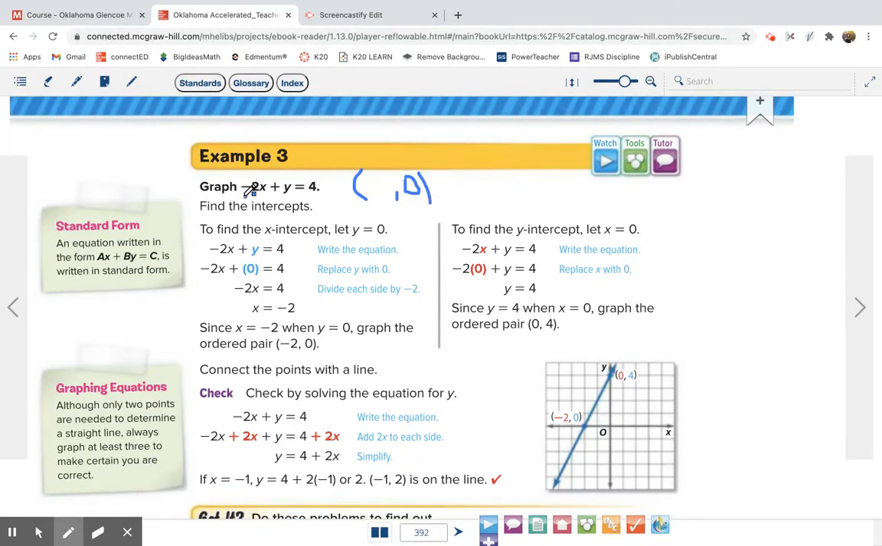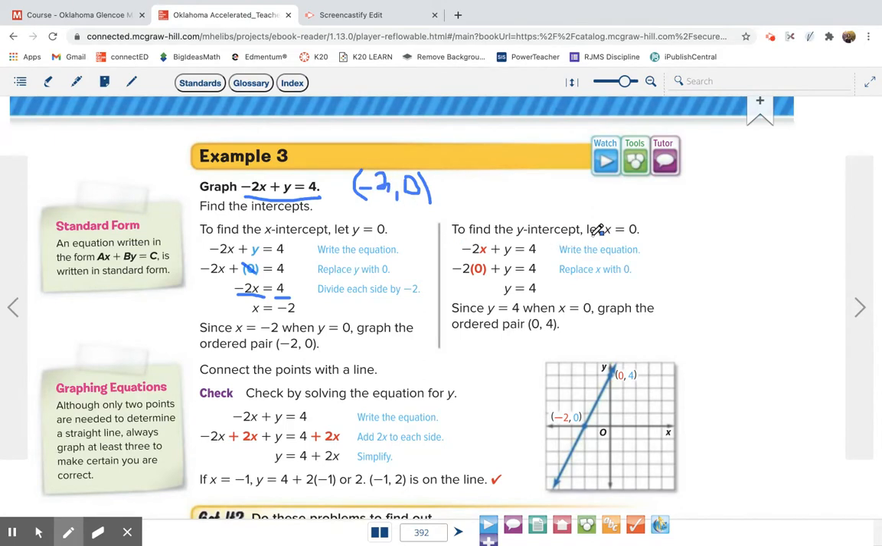So what you do is you take that equation, and we're just going to plug 0 in for y, and then solve for x. So when we do that, that just goes away, and we have negative 2x equals 4. Then we have to divide both sides by negative 2 to get that x equals negative 2. So that is a point, negative 2, 0.